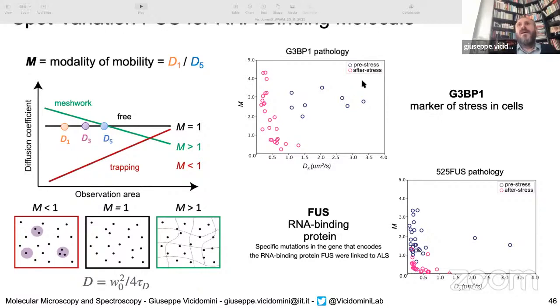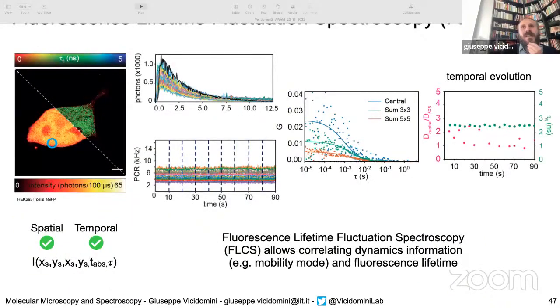Sorry, I forgot to tell you that each point of this scatter plot is a different measurement in a different cell, in a different position, at a different time. So anyway, in a single experiment, I can tell you which is the diffusion coefficient and which is the modality of diffusion. Obviously, I can combine this with the lifetime, so correlating the diffusion modality with the lifetime of the molecule.